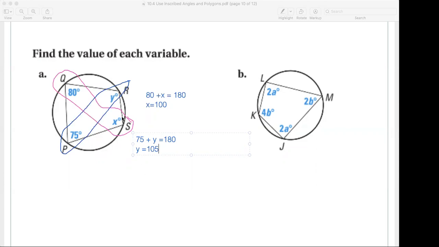Okay? There's no real connection between consecutive angles. The connection is opposite angles. So why don't you pause this and go ahead and start B and then push play when you're ready.